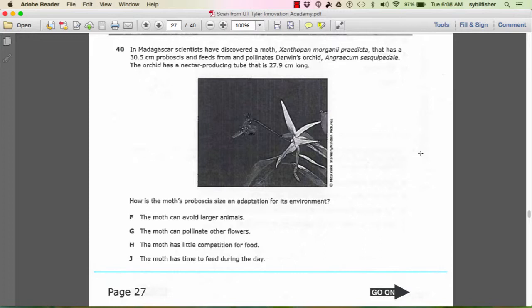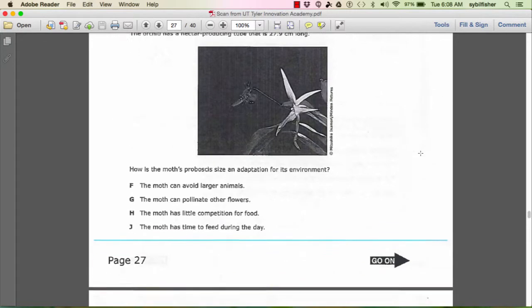F. The moth can avoid larger animals. G. The moth can pollinate other flowers. H. The moth has little competition for food. J. The moth has time to feed during the day.